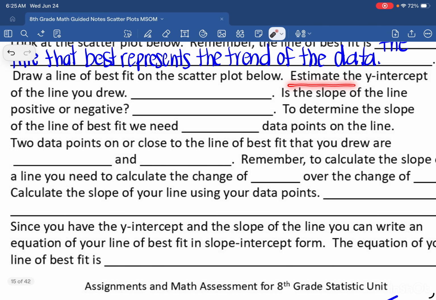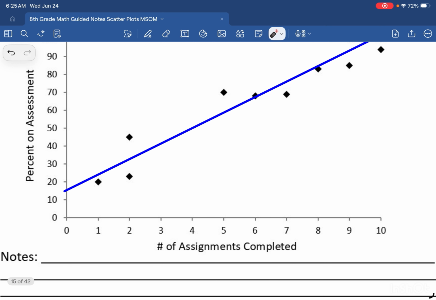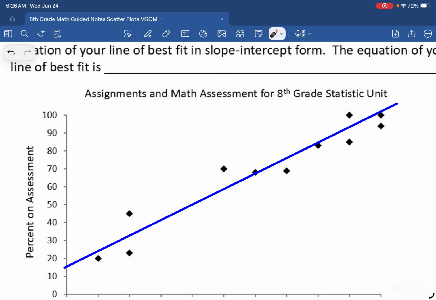Estimate the y-intercept of the line you drew. So if I jump back down here, my y-intercept looks to be about 17. Is the slope of the line positive or negative? The line that I drew goes up, so that would be positive.